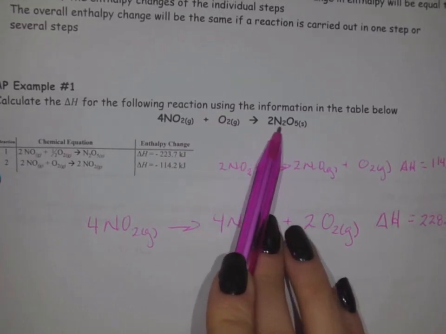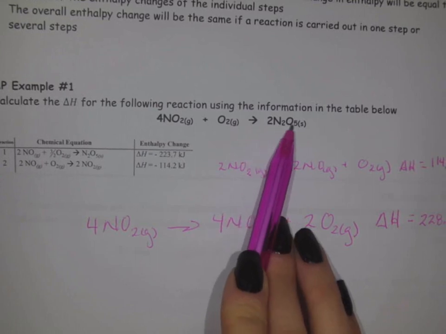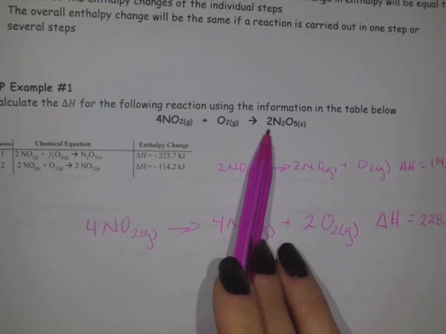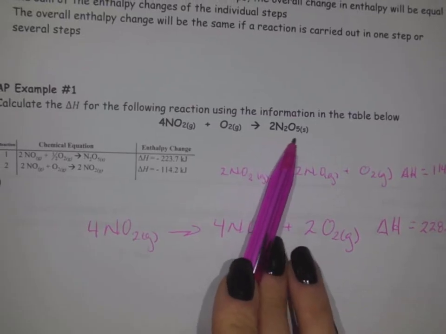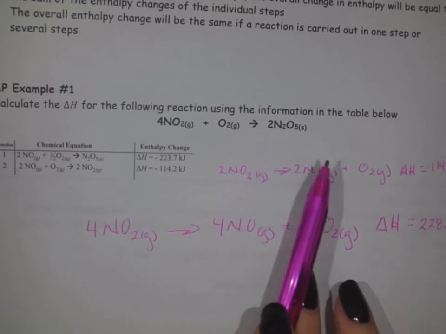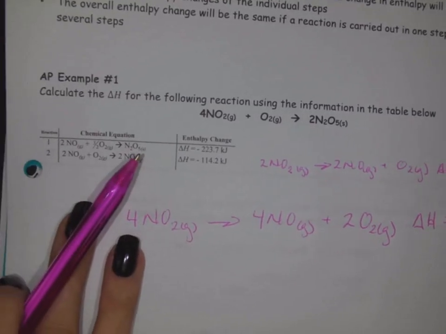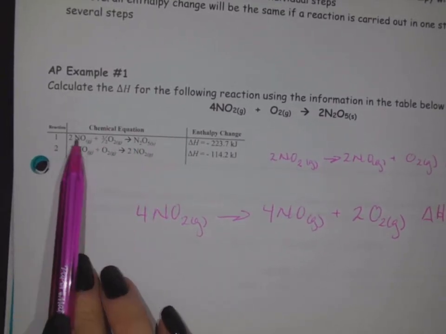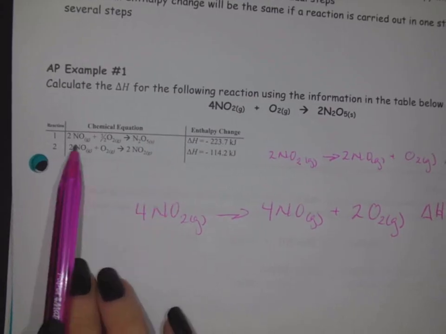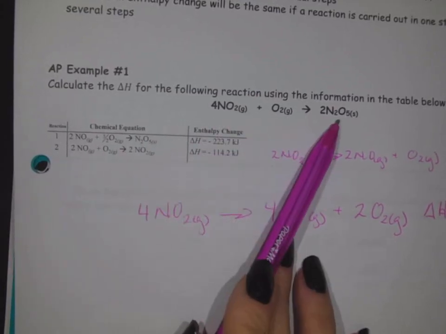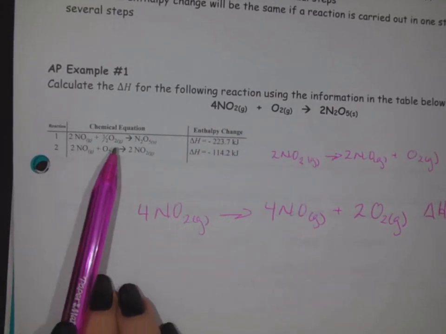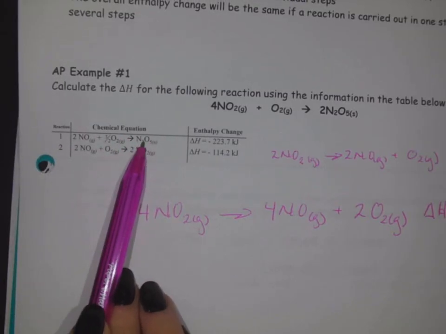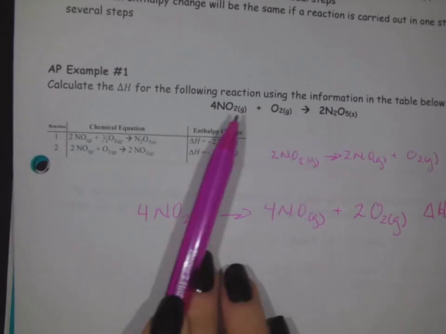Is it nitrogen peroxide? No, because that would be an O2. If it was N2O2, it would be nitrogen peroxide. So this N2O5, I need 2 of them on the product side. I'm going to look at my list and see if any of the species are in reaction 1 or reaction 2. And this N2O5 is only in reaction 1, but it is on the product side, just like how I want to end up here.